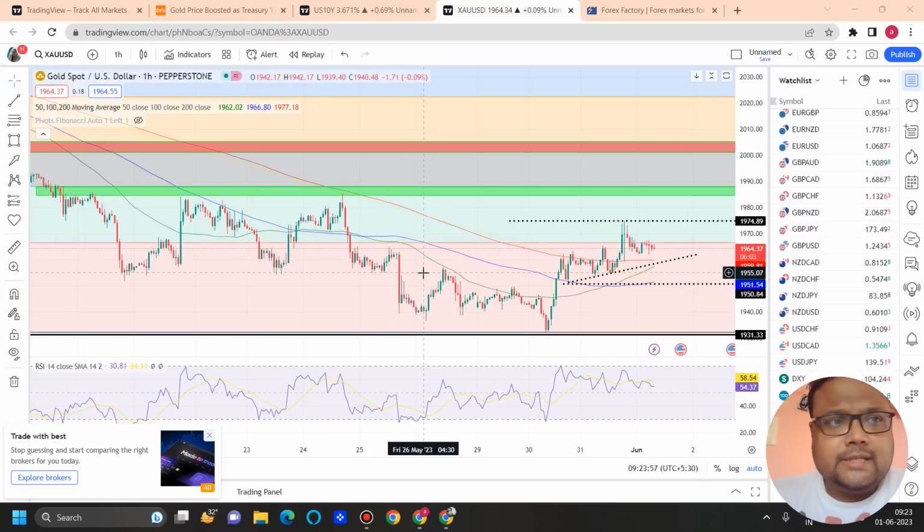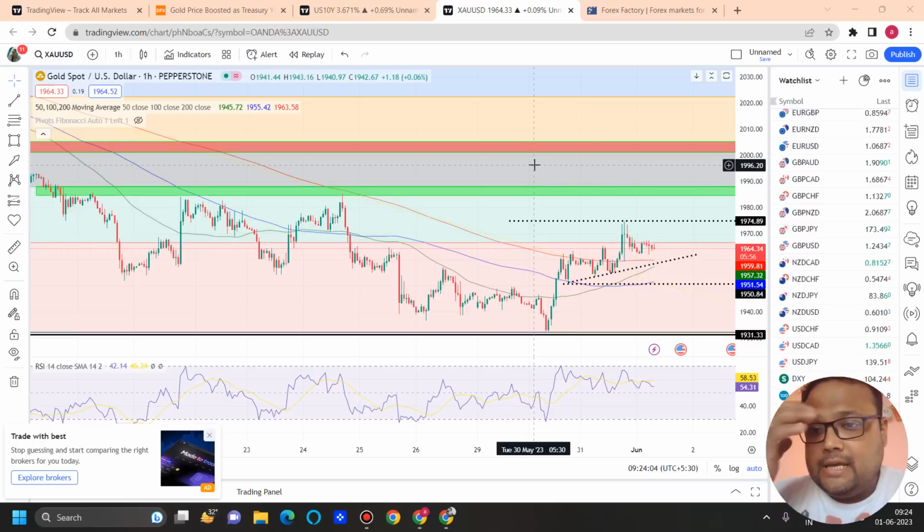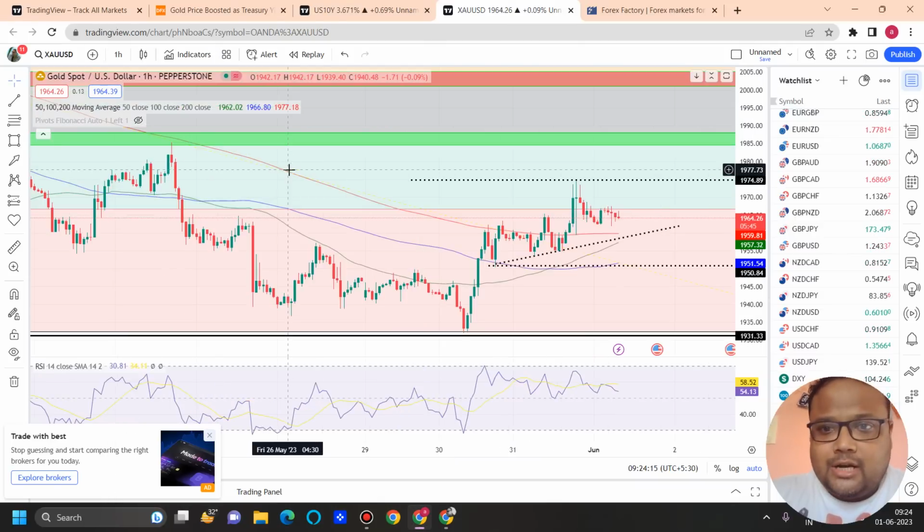So we have three resistances on the chart of gold: 2001, 2005, and 1984 to 88. These are reliable resistances. And we have 1974, 75, but that level is quite weak. It may not work during the US session. Now let's talk about the other levels on the chart.